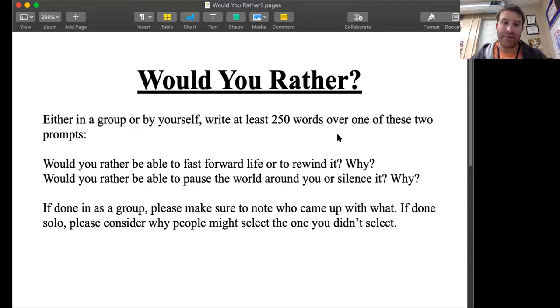If this is done in a group, make sure you note who came up with what in your writing. And then if it is done solo, please consider why people might select the one that you didn't select. So if you say fast forward, why would people say rewind? If people said pause, why would they say silence? That type of thing right there. So that is the assignment for today.